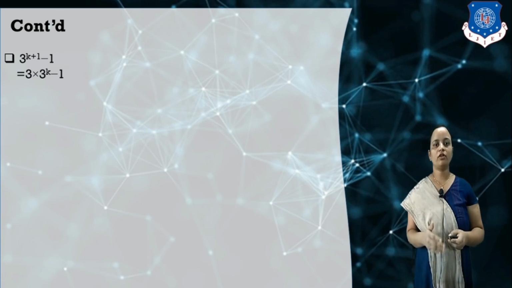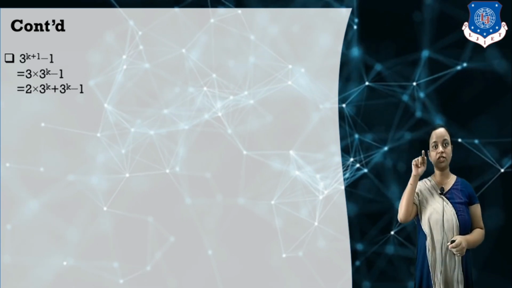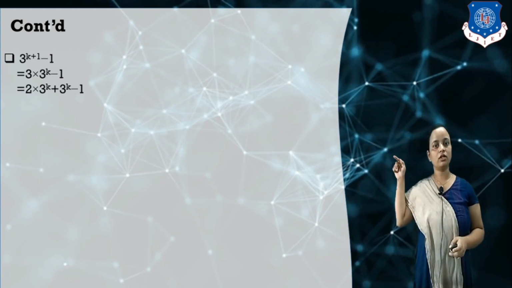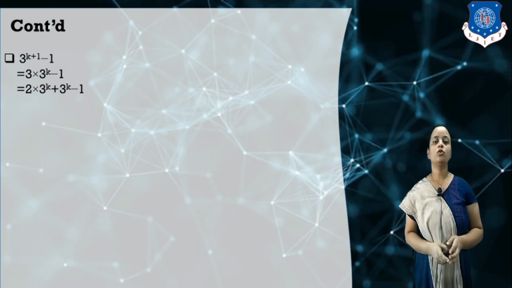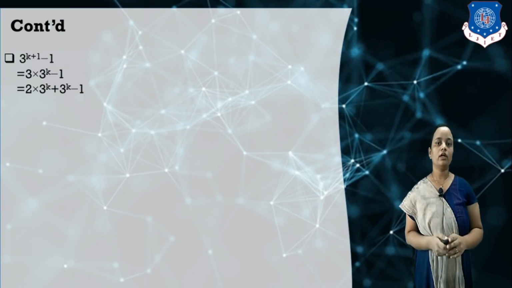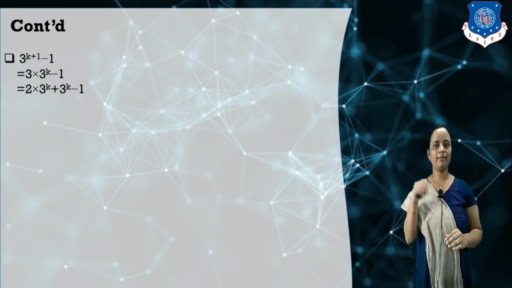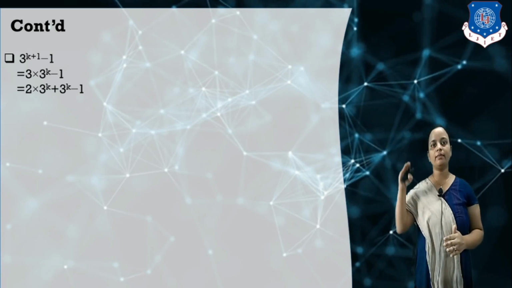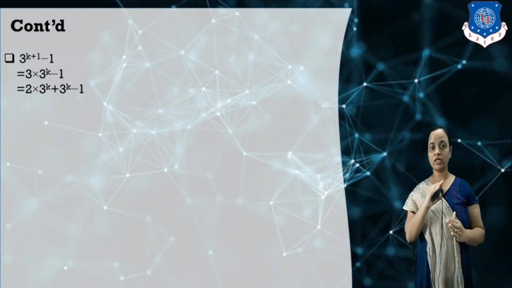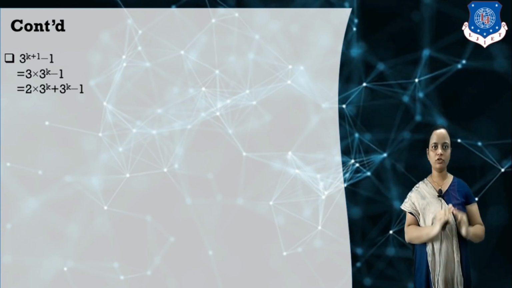Now in the next step, I have separated the 3 from 3 raised to k. This 3 we can write as 2 plus 1, so it becomes 2 into 3 raised to k plus 3 raised to k, because 2 plus 1 is 3. Now if you see, there are two terms in this step. The first term is 2 multiplied by 3 raised to k, and the second term is 3 raised to k minus 1. The first term is multiplied by 2, so it is a multiple of 2. So the first term is proved.